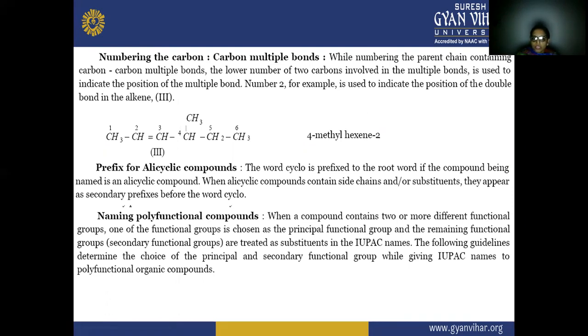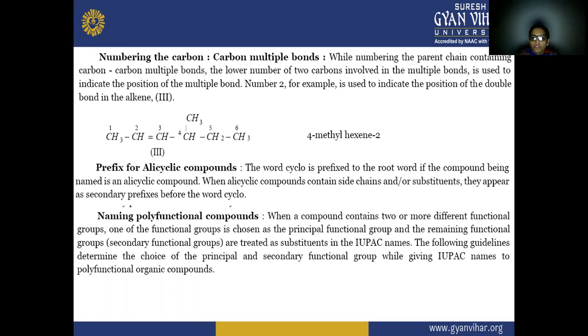So prefixes for alicyclic compound. The word cyclo is prefixed to the root word as the compound being named is an alicyclic compound. And when an alicyclic compound contains a side chain or any substituent, they appear as secondary prefixes before the word cyclo.